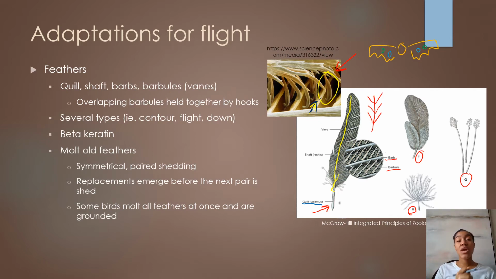They'll molt and shed all of their feathers at once, but during that time, they are left vulnerable because they cannot fly. They're basically grounded until all of their feathers come back. So this could be an effective mechanism for some birds, especially if they're able to find a secluded place where they can be safe from predators and have lots of prey available to them.